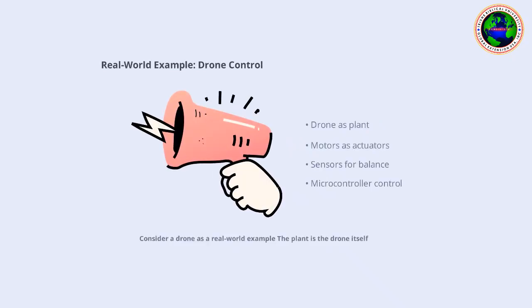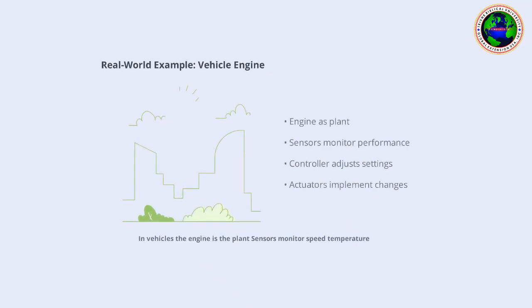Consider a drone as a real-world example. The plant is the drone itself, with motors as actuators, gyroscopes and accelerometers as sensors, and a microcontroller as the controller. The system constantly adjusts motor speeds to maintain balance and follow commands, using feedback from the sensors to stay stable in flight. In vehicles, the engine is the plant.